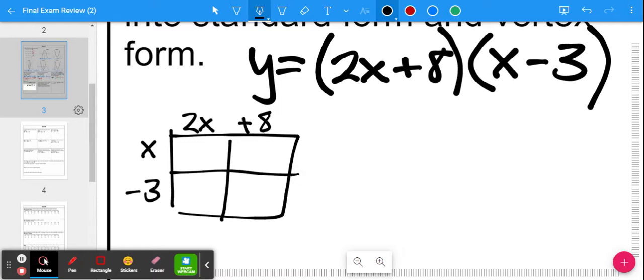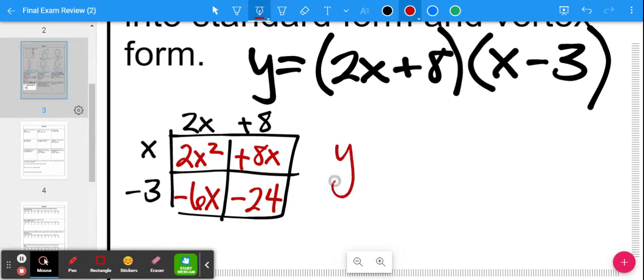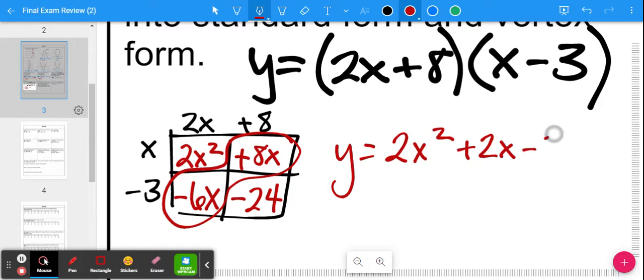So remember when filling out the area model, you're multiplying. So 2x times x gives us 2x squared. 8 times x is a positive 8x. 2x times -3 is a -6x. And 8 times -3 is -24. So in standard form, we have y equals 2x squared, combine like terms, so 8x minus 6x is 2x, and bring over your minus 24.